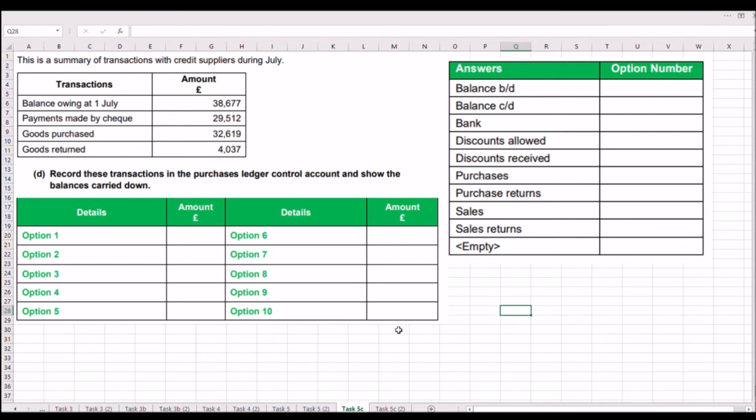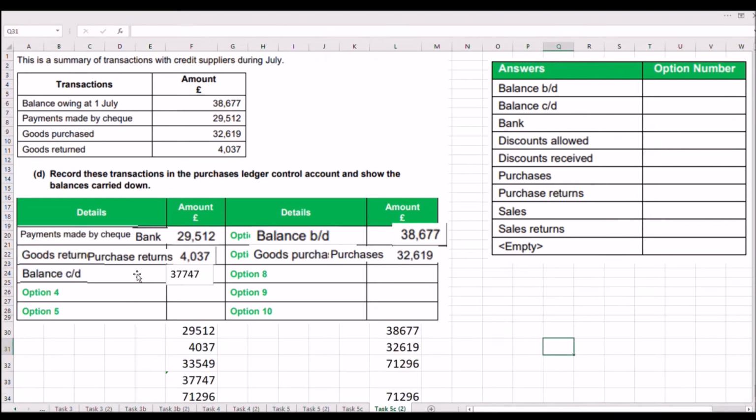So that's coming up to time now. Let's answer this question. Within your T accounts, the descriptor is the other account, so it's the other side of the entry. Payments made by cheque is going to be a debit to the purchase ledger control account, and then a credit to the bank account. That's why bank is the descriptor that goes in there, and that will be the 2,915.12 in here. The balance brought down is that figure there. Now it's the balance owing at the 1st of July.